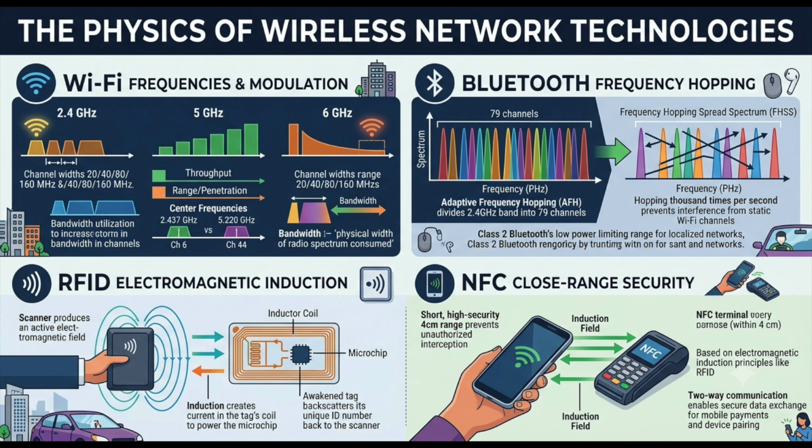And this is where the notes transition to Bluetooth. Bluetooth operates on a completely different philosophy of connection. It's designed for continuous low-power pairing between adjacent devices. But wait, the notes explicitly state that Bluetooth operates in the exact same 2.4 gigahertz range as older Wi-Fi. That's right, it does.